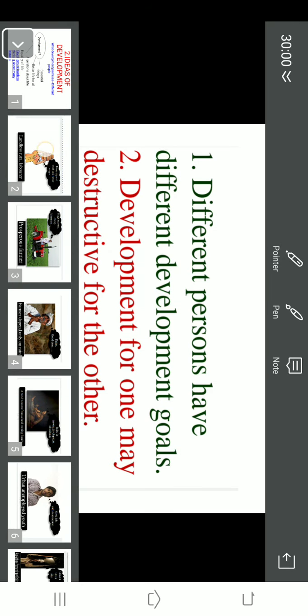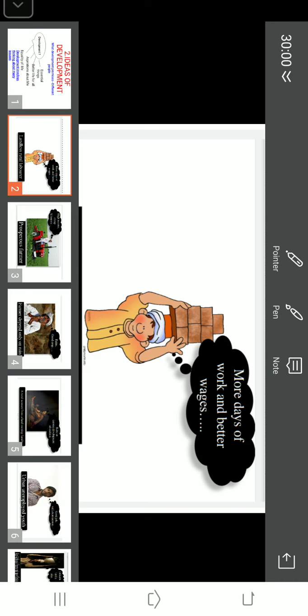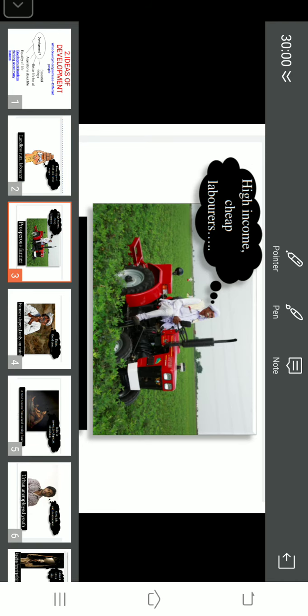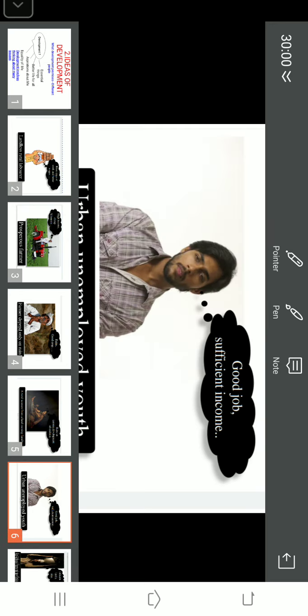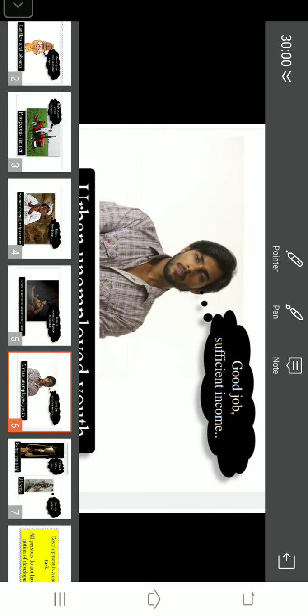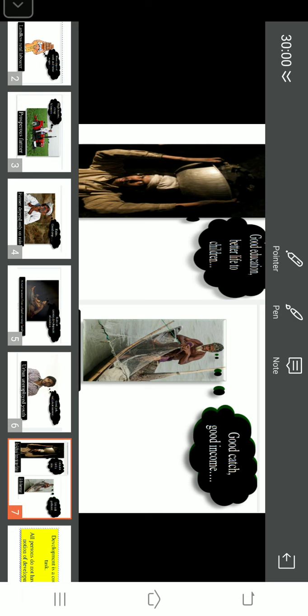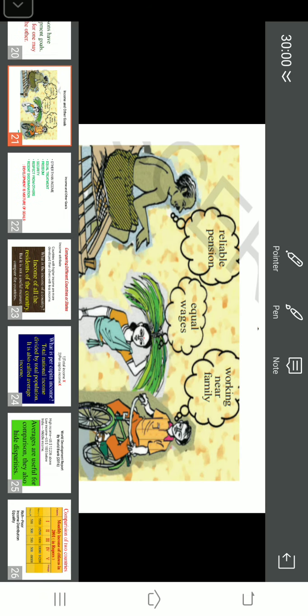And in the above examples also, what we have seen here: landless rural labor, prosperous farmer, a farmer depending on rains, a woman, urban unemployed youth, Adivasi from mining, then fisher folk, all these need a better income, right? That means all the people want a good income. So income is one important point here that tells how the people are developed. So people want a better income for their development.